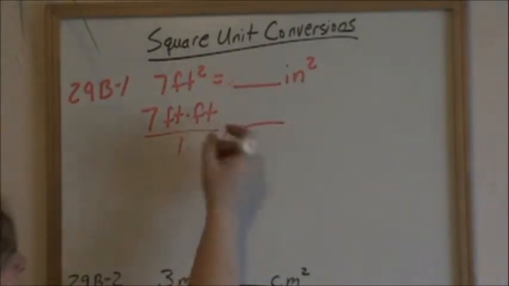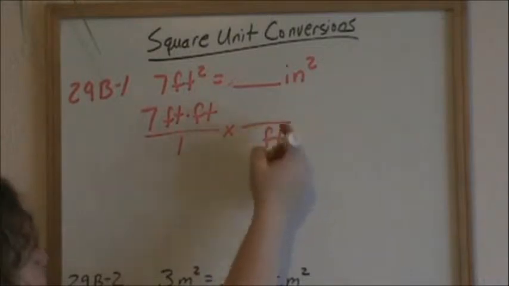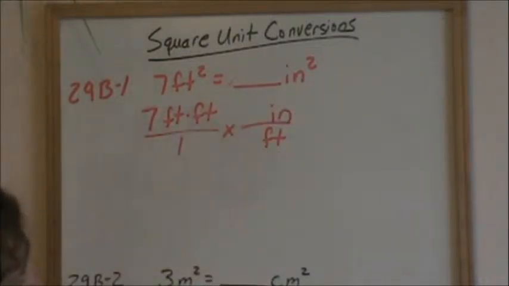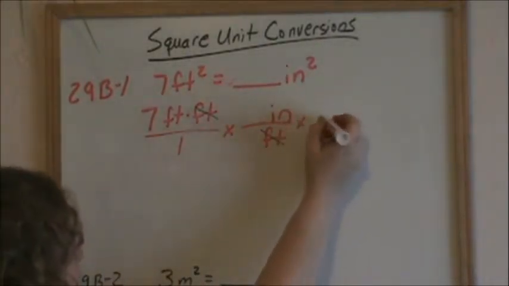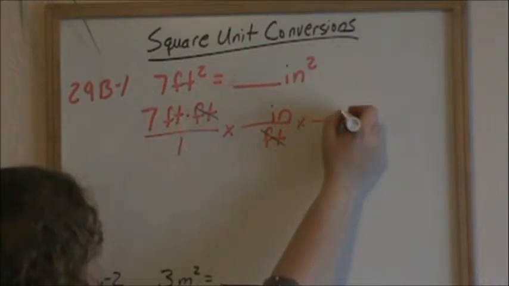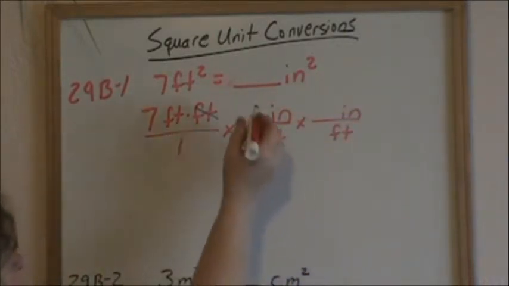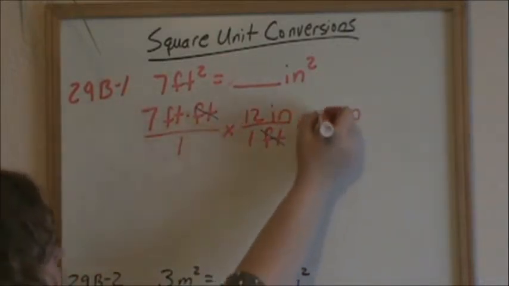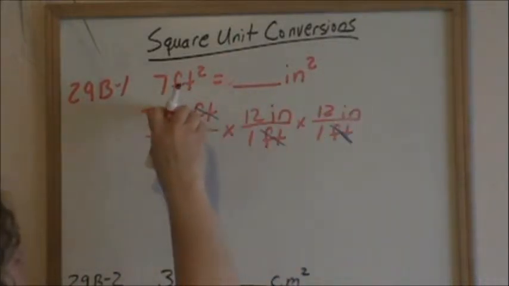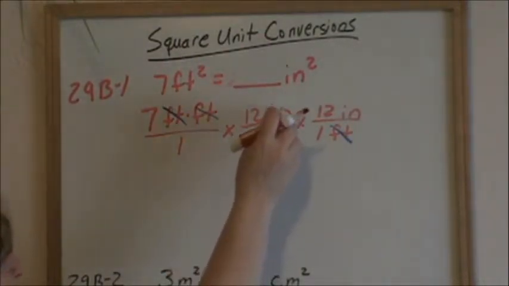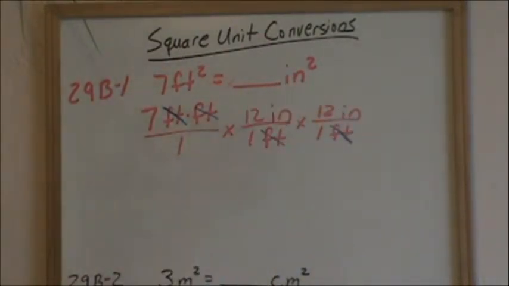We're trying to get rid of feet. So feet needs to go in the denominator here, which means inches goes in the numerator. Well, that means that only 1 foot cancels with that. So we have to do it again. Do your conversion factor again. Feet in the bottom, inches in the top. And we know that there are 12 inches in 1 foot. So therefore, this foot cancels with that foot. And so we have inches times inches, which is inches squared, and that's what we want to have left.